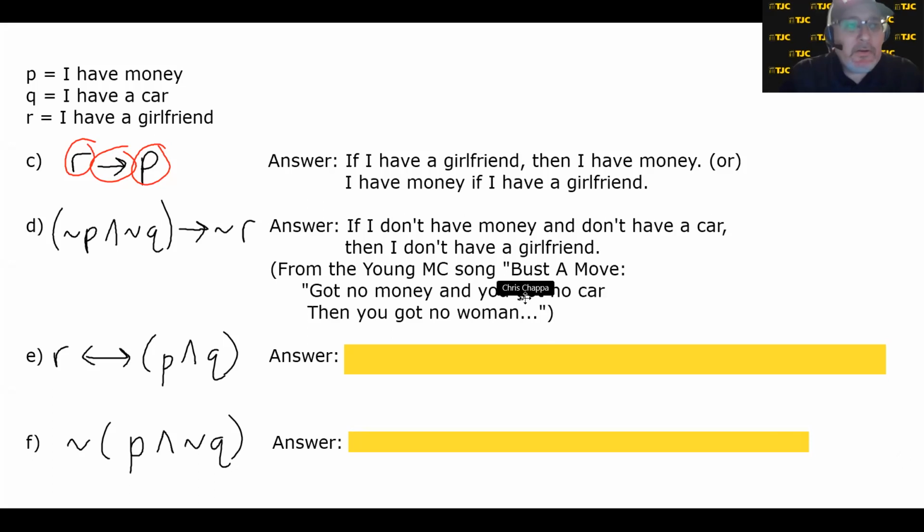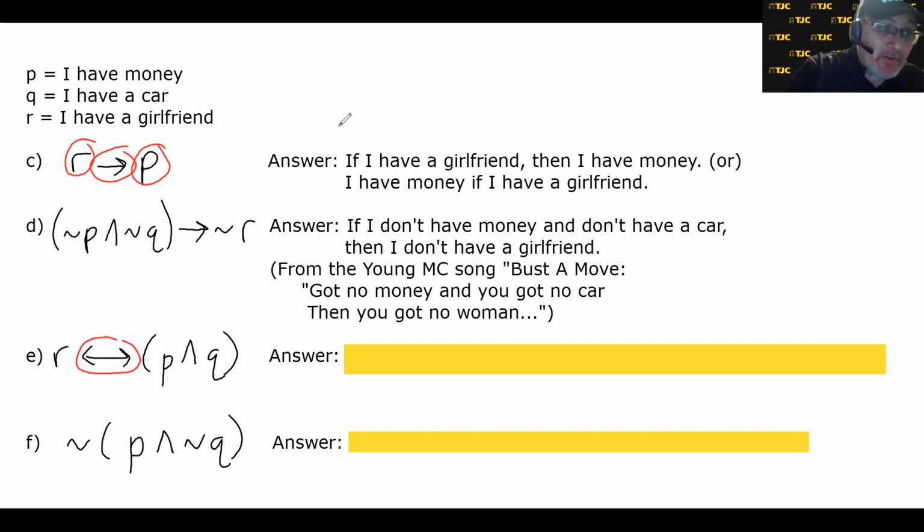E. Let's see, we got a parentheses, and outside the parentheses, we have a double-headed arrow. So we're going to build our sentence around the phrase for the biconditional, which is if and only if. We do have some parentheses, so we might want to think about putting a comma in our answer, following the primary connective.